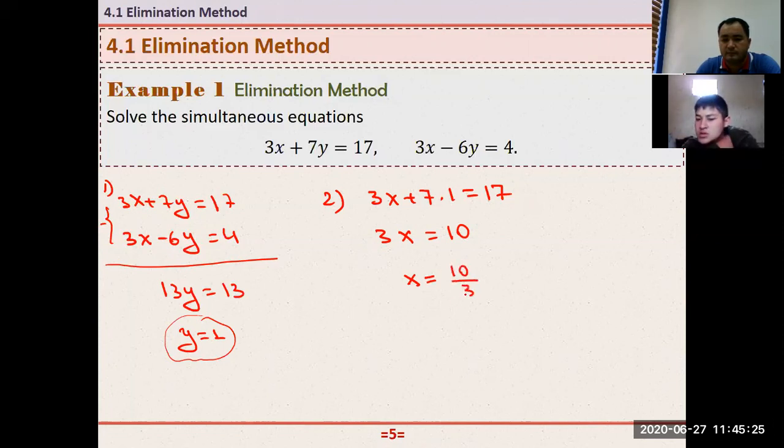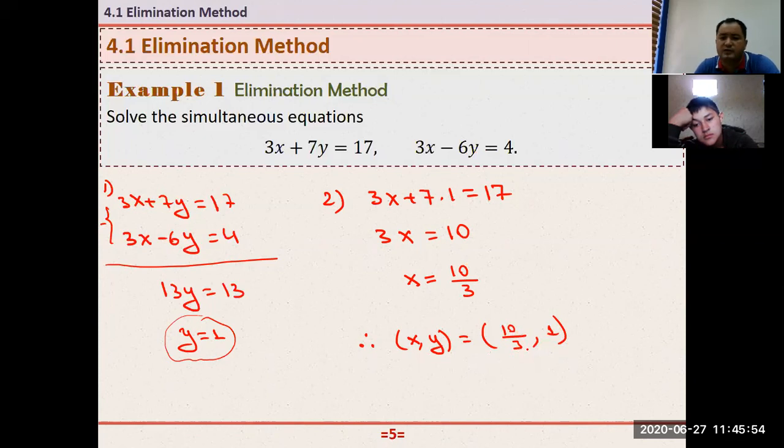10 over 3. Good. So now I write the answer. The solution of this system is in brackets. So what is x? 10 over 3. And y is 1. And we say that it is an ordered pair. In the first place we should write the value of x, and the second one is y. That's why we say that it is an ordered pair (x, y) that satisfies both equations.